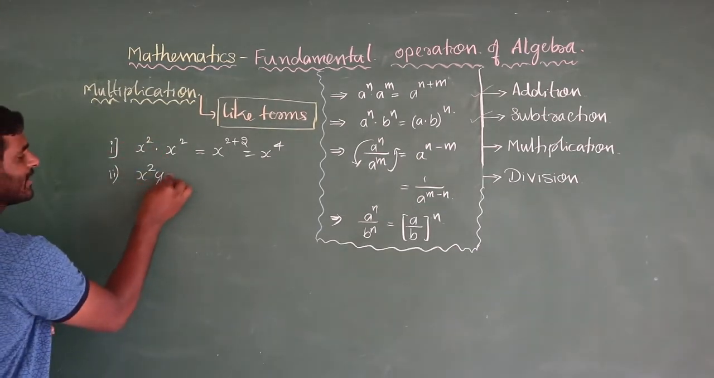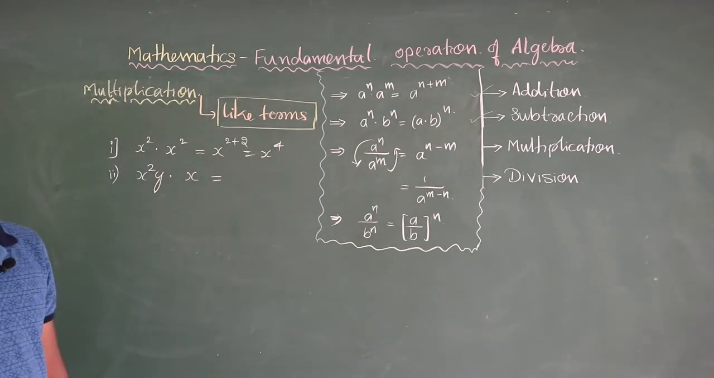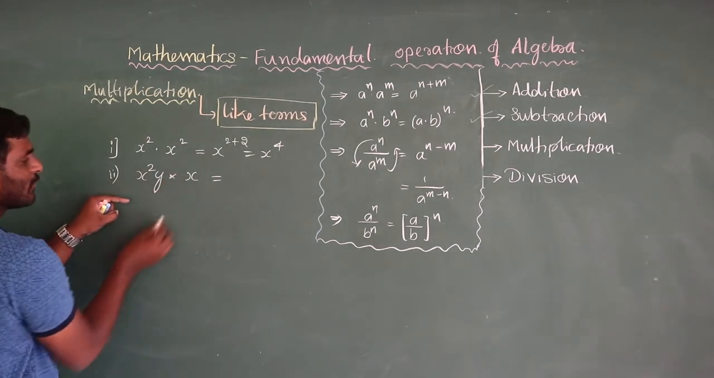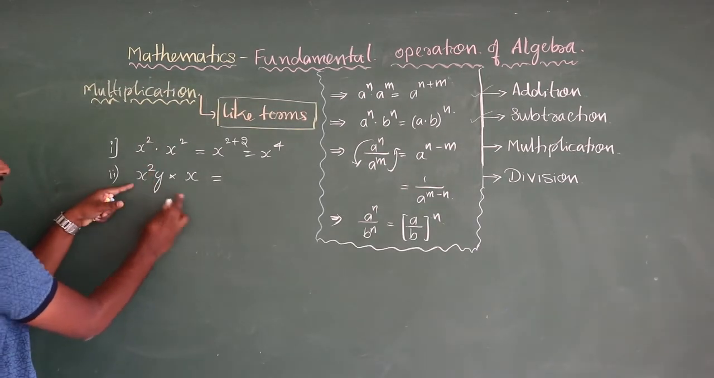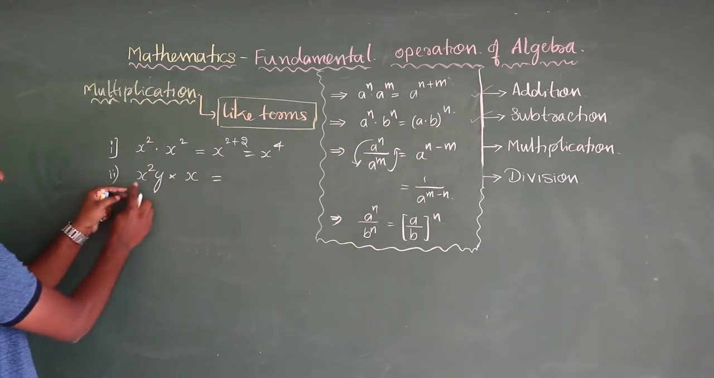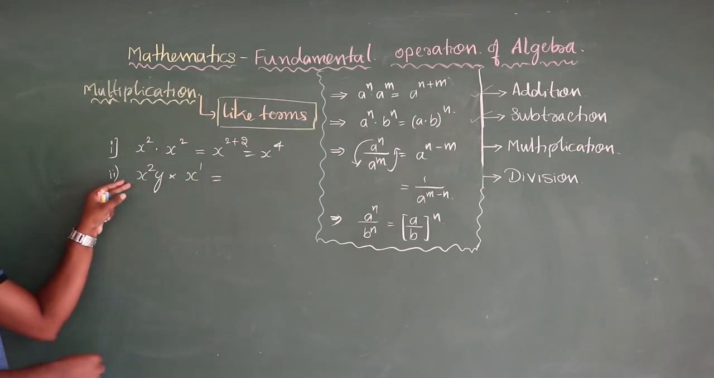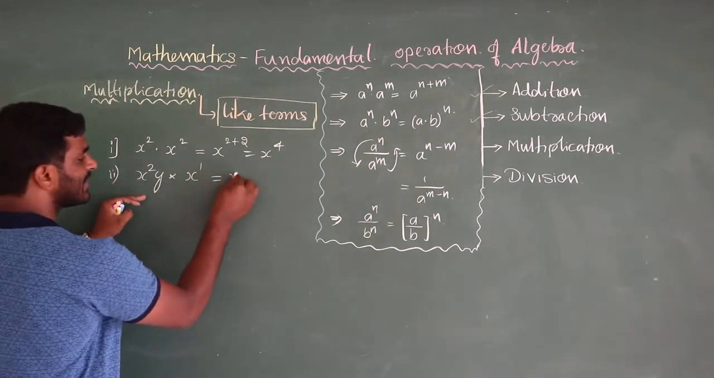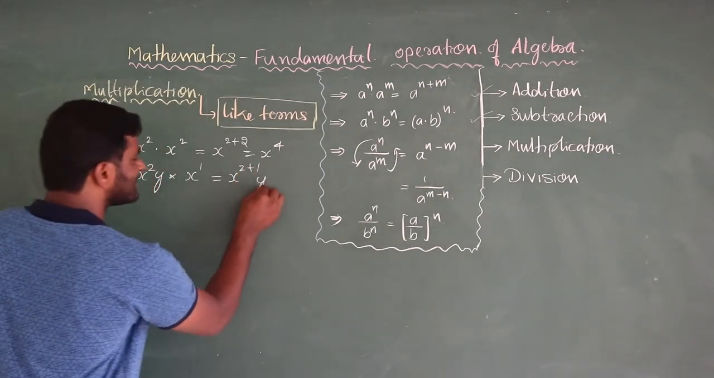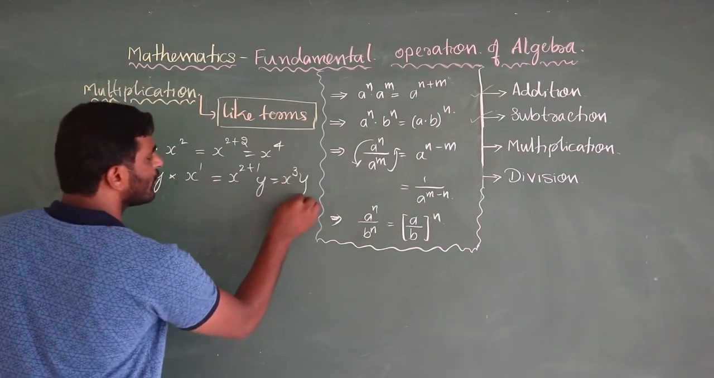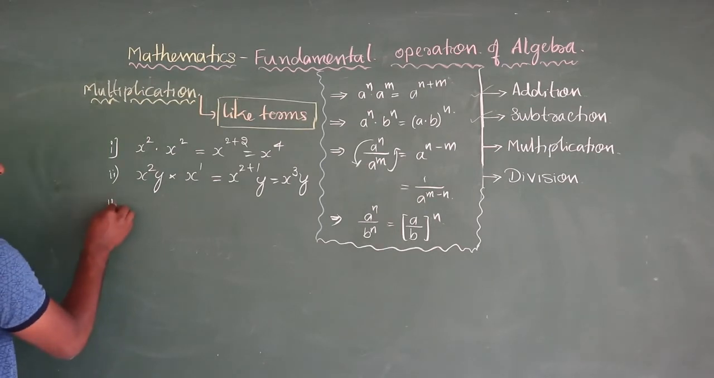So x square y into x. How do you multiply these two terms? Just concentrate only on the variables. There is x to the power of 1 and x to the power of 2, so 2 plus 1. So x to the power of 2 plus 1, and y is only one term, so write it down as it is. Hence the answer is x to the power of 3 into y. Like that we have to solve the like terms.